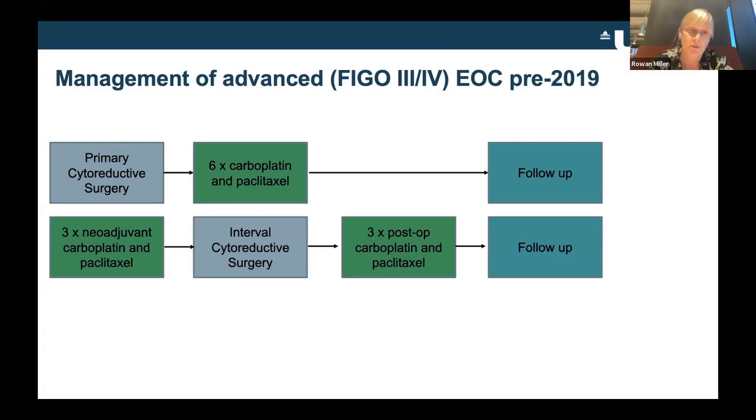Or if they had disease that wasn't amenable to surgery, or they were perhaps fairly unwell because of their burden of disease, recurrent ascites, etc., we treat them with neoadjuvant chemotherapy, again with carboplatin and paclitaxel, with a view to reducing the disease burden and facilitating surgery in between the chemotherapy. And then again, they would be treated with 3 cycles of post-op chemotherapy and go on to follow up.